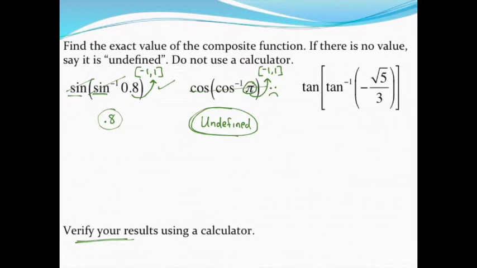Last up, we have the tangent of the inverse tangent of -5/3. Again, the only question we need to ask ourselves is, is that x value in our domain? And, well, the domain of the inverse tangent is everything. So inverse tangent, when it's on the inside, will always work.